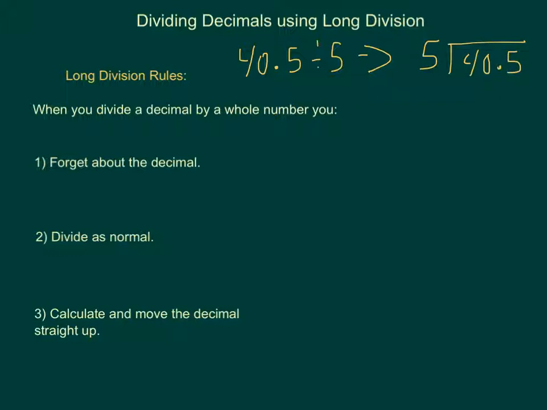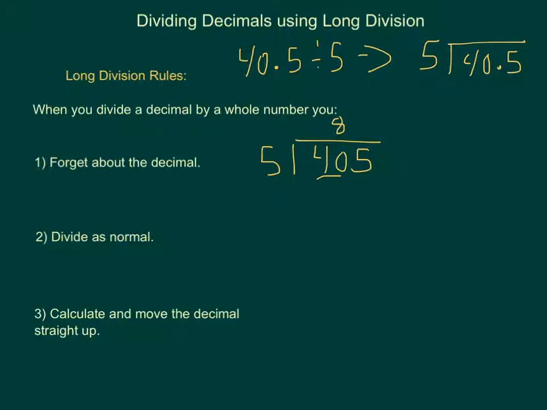So step 1, we need to forget about the decimal entirely, which means that when we write it, we're going to actually write it like this: 5 into 405. Step 2 just says to divide as normal. So dividing as normal from what we just reviewed, we look and ask ourselves, how many times does 5 go into 40? 5 goes into 40 evenly, it actually goes in 8 times.